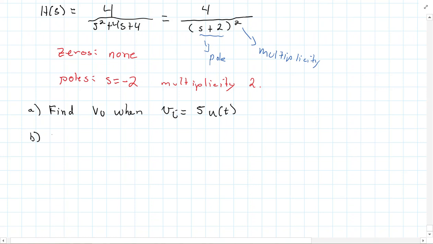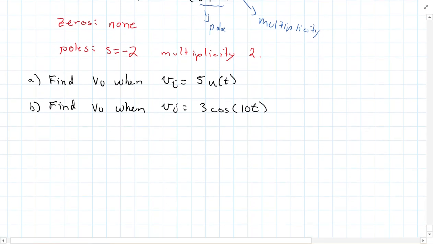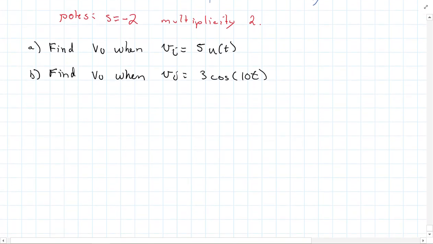And then part B is going to be find V out when V in is 3 cosine of 10t. Now, the nice thing about this is that we don't have to do two separate circuit analysis problems here. I mean, we have two problems we have to solve, but we've actually characterized this circuit completely. We have all the information we need to know about the circuit. And what do I mean?